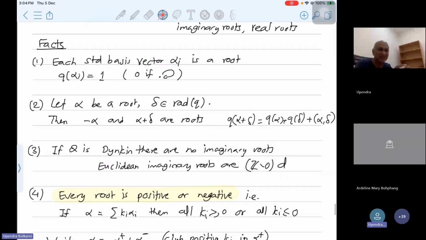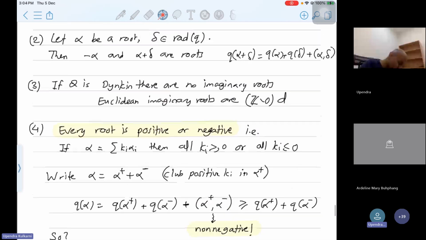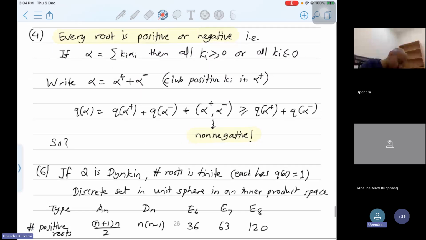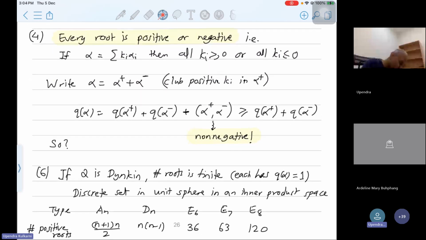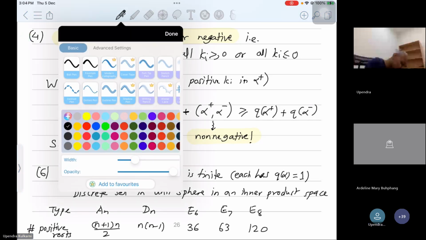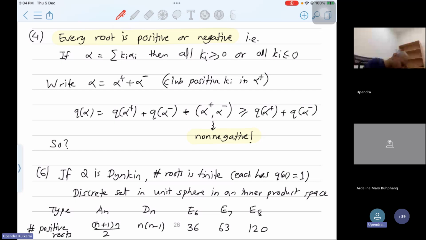We saw that. This number 4, there should be some kind of drum roll over here, right? I'm going to put an exclamation mark. Perhaps a red exclamation mark. What this says is that every root, remember, root just means a vector with Q equal to 1 or 0. You can just keep that in your mind.